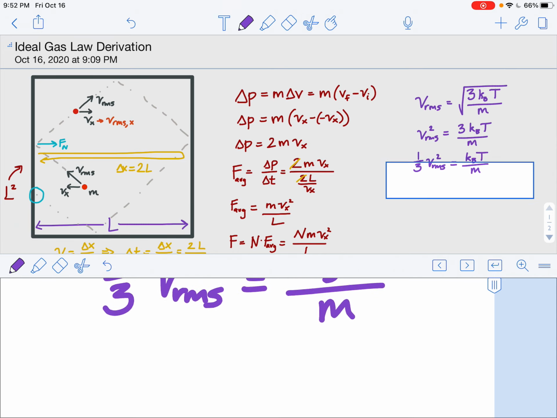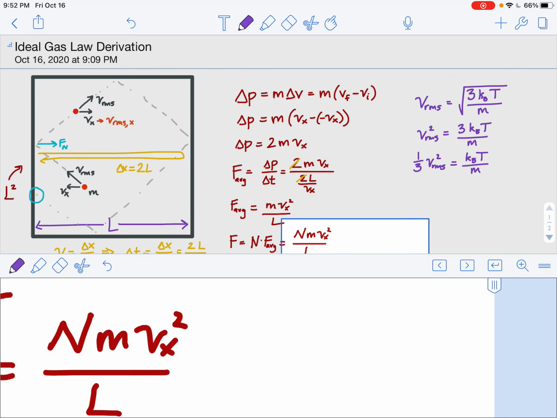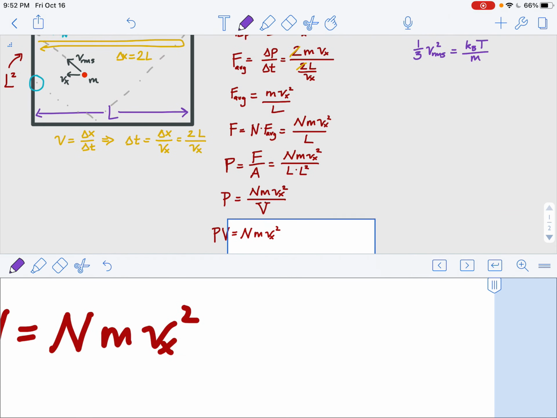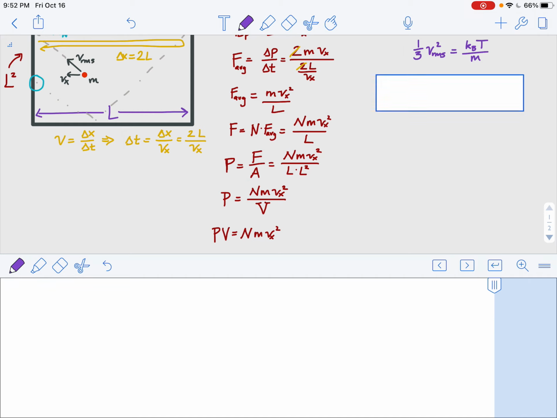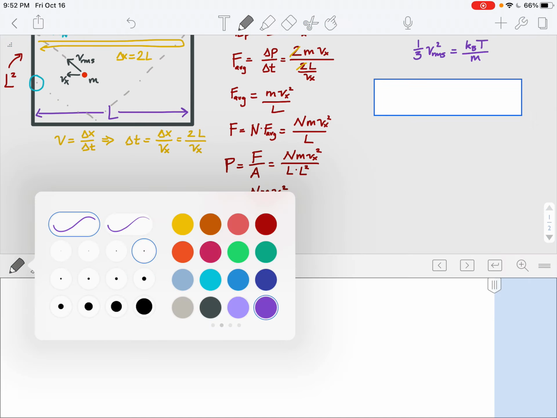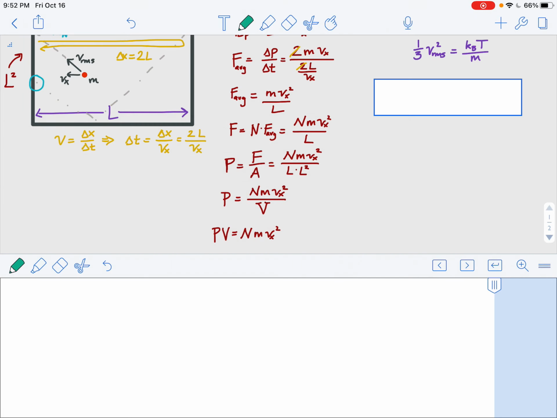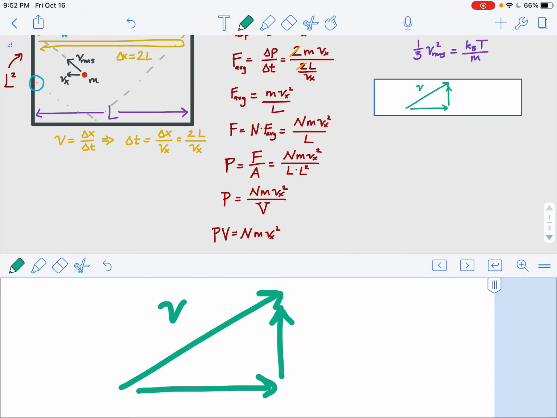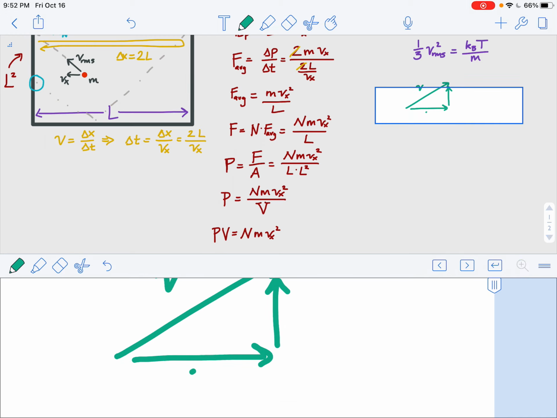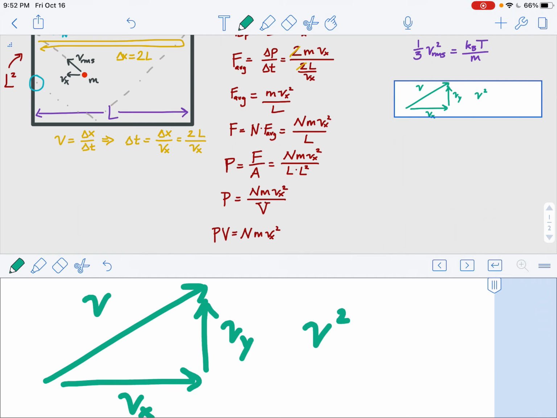Now, why did I do that 1/3? Well, I don't have the RMS speed. I have the x component of the RMS speed. If we think about the Pythagorean theorem, or a vector of some kind, if I have some vector and I call it v, then the x component and the y component relate to v by saying that v squared is equal to vx squared plus vy squared. And I hope you agree with that.